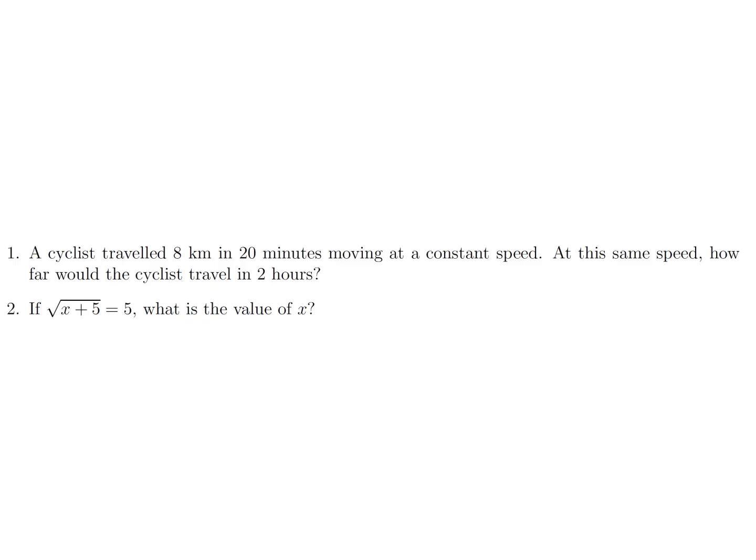A cyclist traveled 8 kilometers in 20 minutes, moving at a constant speed. At the same speed, how far would the cyclist travel in 2 hours? So, as we know, speed is equal to distance over time. In this case, the distance is 8, and the time, I'm going to convert to hours. You don't have to, but I will. So that is 24 kilometers per hour.